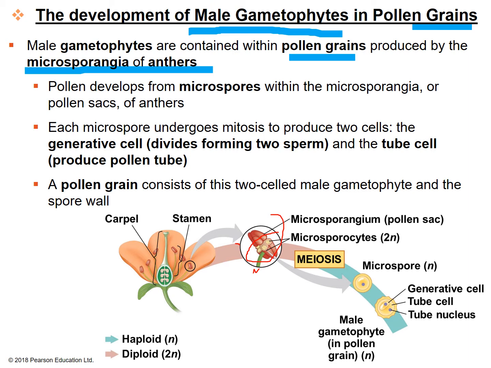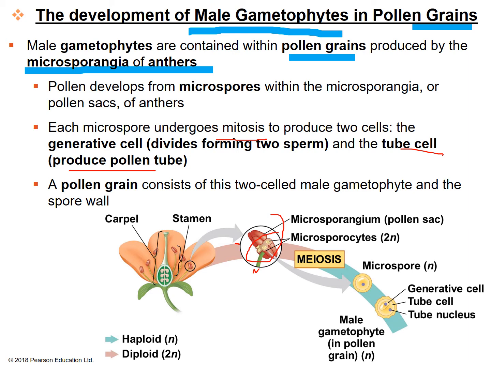Each microspore undergoes mitosis. Microspores are haploid cells. They divide by mitosis to produce 2 cells. The generative cell later on divides forming 2 sperm cells, and the tube cell produces the pollen tube during pollination. Therefore, notice that a mature male gametophyte consists of 2 cells only, highly reduced.